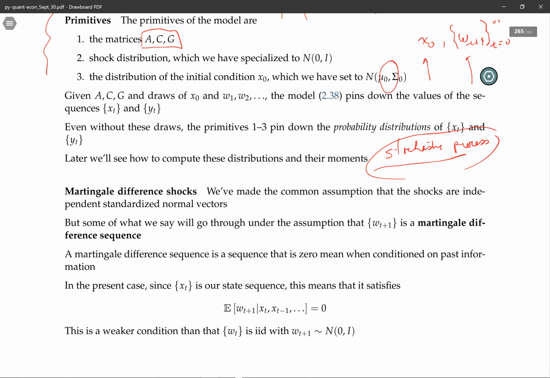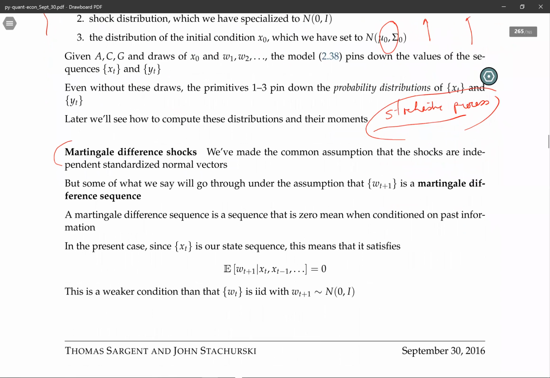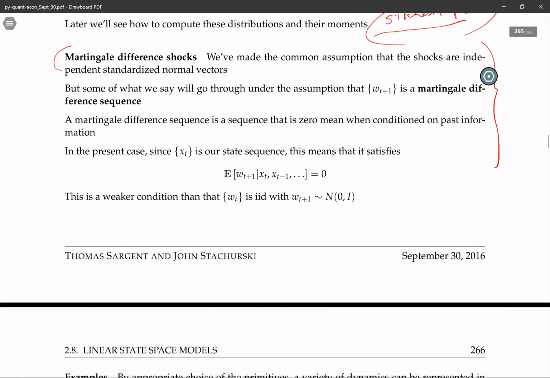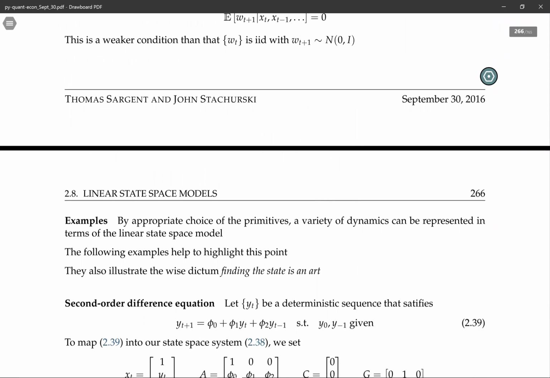Okay, there's an explanation of something called martingale difference shocks. I'll come back to that. You can skip over this. What this little part is going to say is that the W that I've described is a martingale difference, but there are martingale differences that are more general. Now I'm going to move on, and we're going to do examples.